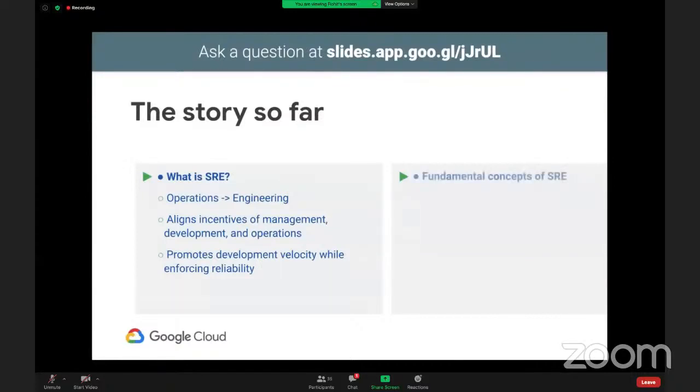The fundamentals of SRE are error budgets, SLOs, or how reliable your service needs to be to satisfy your users, and blameless postmortems, which I'll be talking more about in a later slide. Of course, I'm skipping a lot of details here. For more information and background on these topics, please visit google.com/SRE.